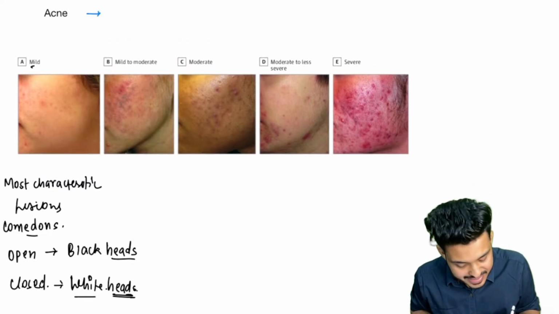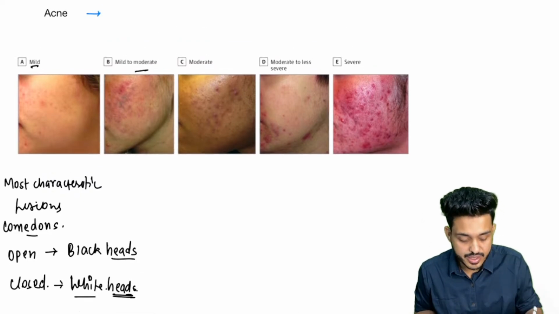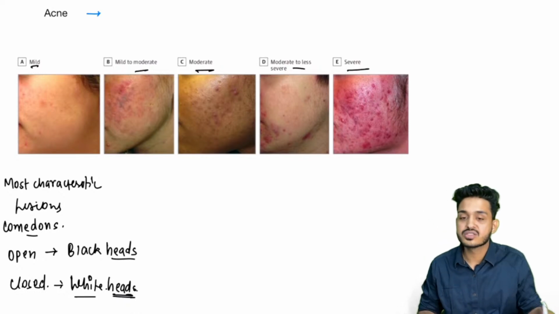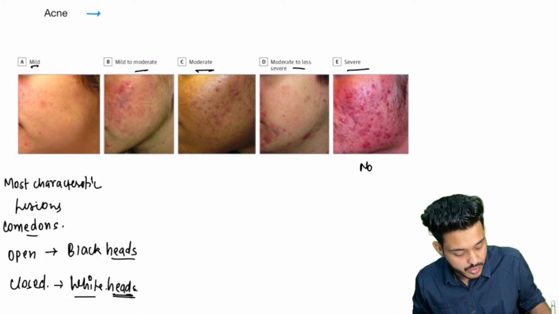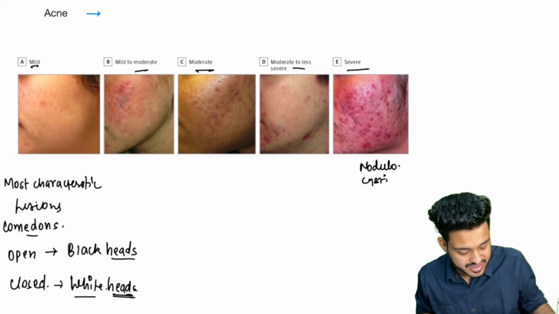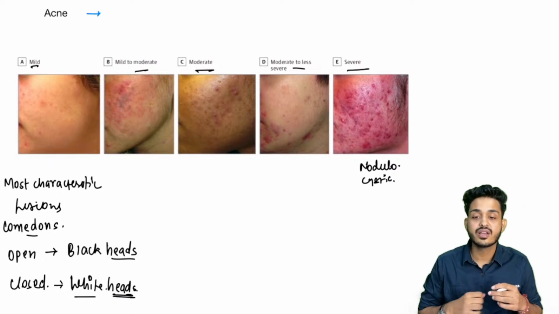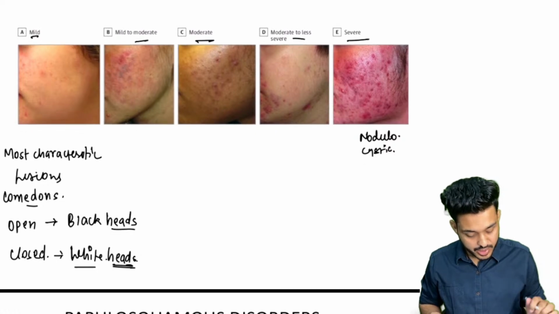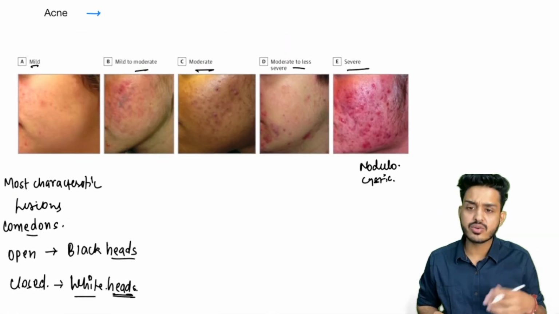Now we are having these: mild to moderate, moderate to less severe, and the most severe, that is nodulocystic type of acne. Here you will see nodules and there will be formation of cyst, so that is why we are calling it nodulocystic acne. Okay, nodulocystic acne. So look here guys, how we are going to treat the acne.